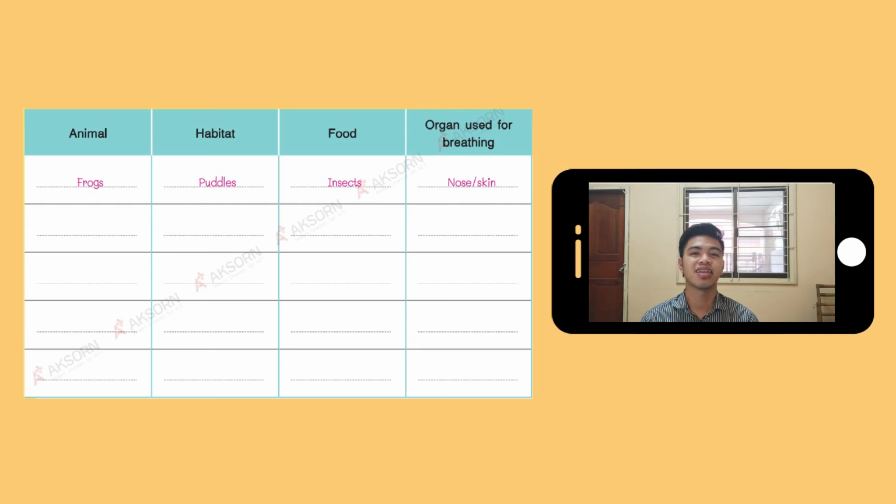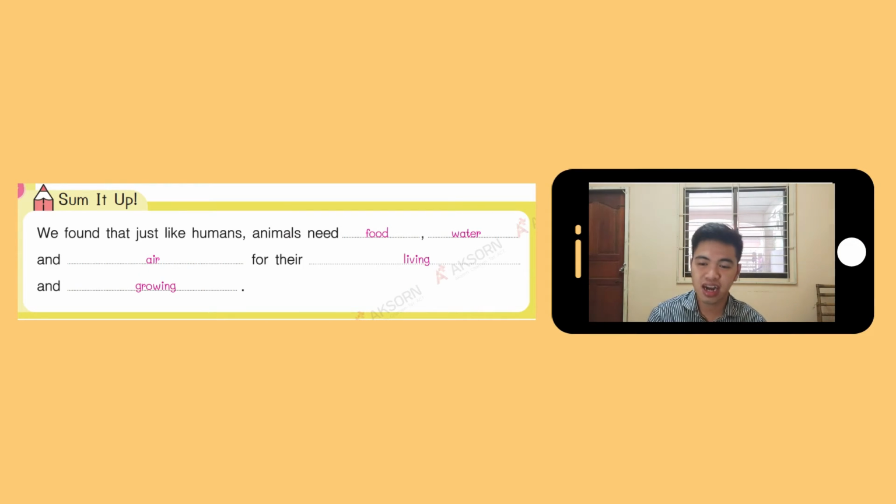Understood, kids? Alright. And then we're going to make our conclusion. As my example conclusion, we found that just like humans, animals need three things. What are those three things? The food, water, and air. Animals need food, water, and air for their living and growing. This is my conclusion for the activity, but you can also have your own conclusion.